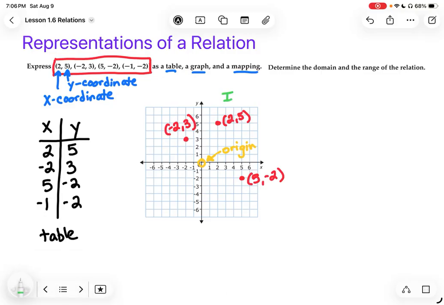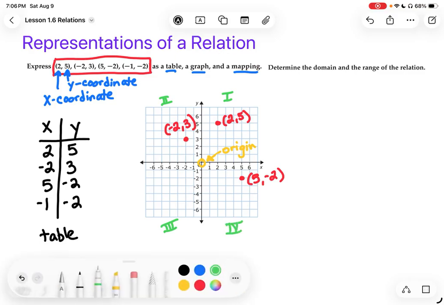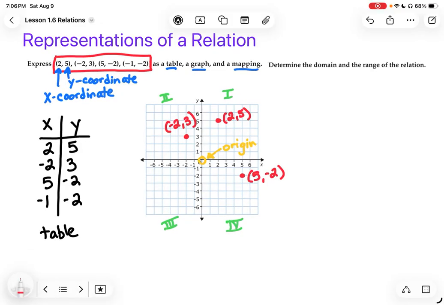This is the first, second, third, and fourth quadrants. And we label the quadrants with Roman numerals so that we don't get them confused with our ordered pairs. And then negative 1, negative 2 is going to be down here in the third quadrant. Negative 1, negative 2. And so now we've done a graph of our relation. Right there, there's our graph. And then the last representation we're going to do is our mapping.